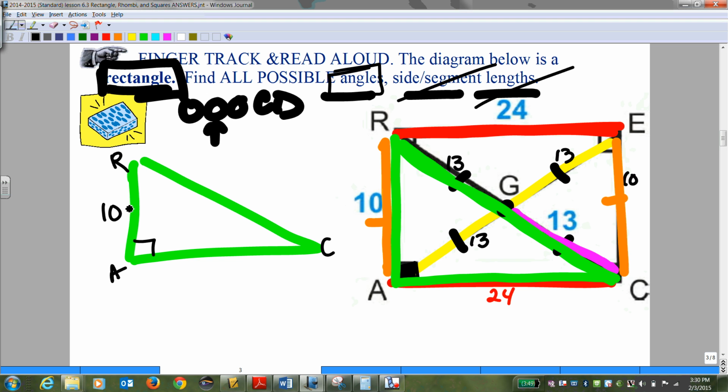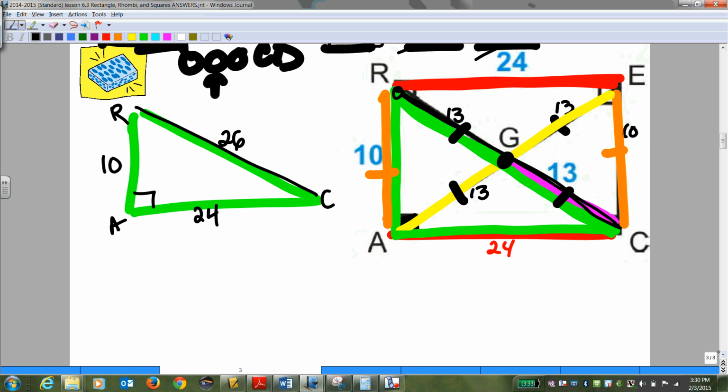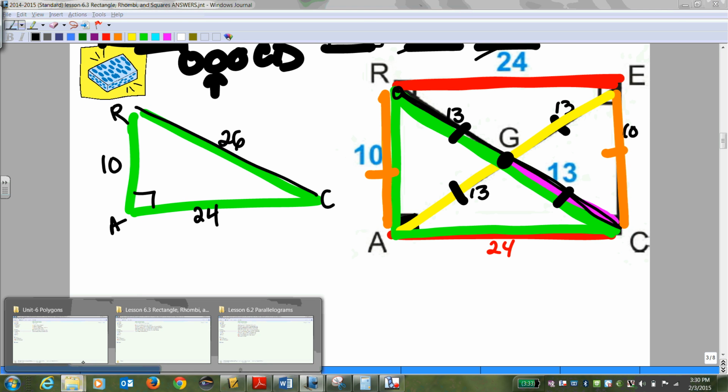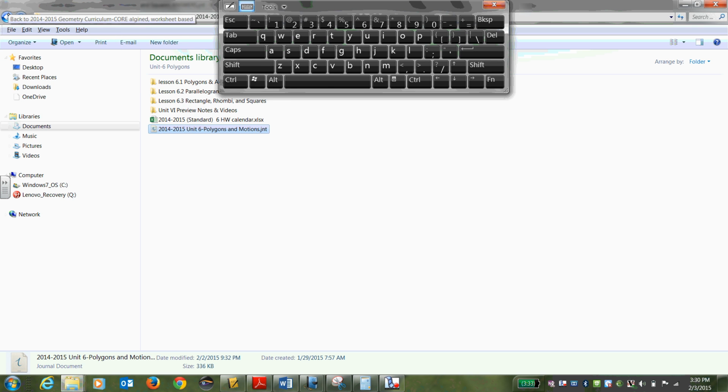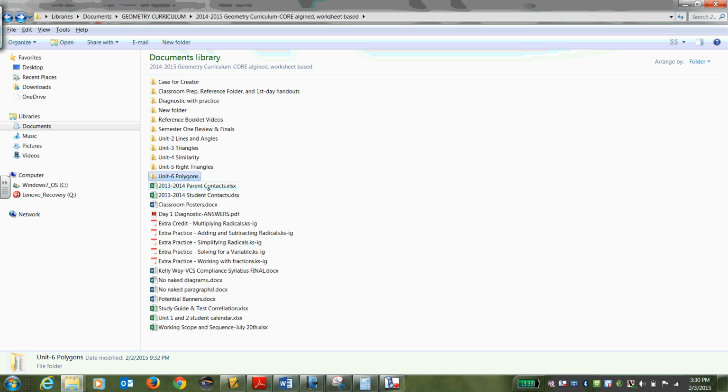We know this length is 10, this length is 24. This whole length, get them to trace it. Don't tell them the length, get them to trace it and tell you that's 13 plus 13, which is 26. We still don't have any angles, but we do have a right triangle. So you want to ask yourself, or ask them, to flip back to their right triangle toolbox.